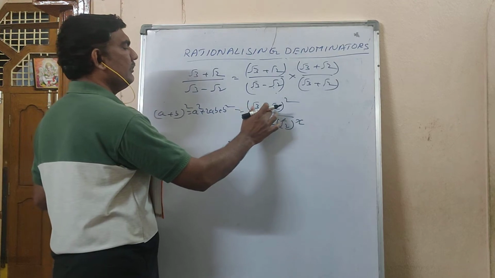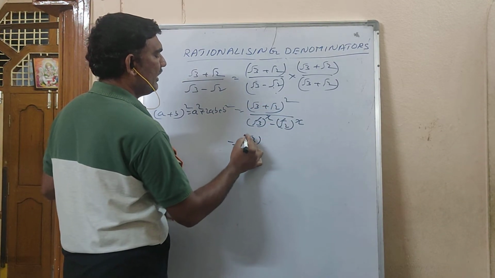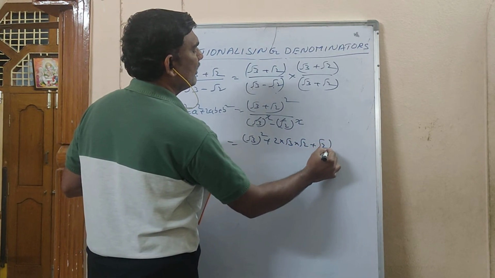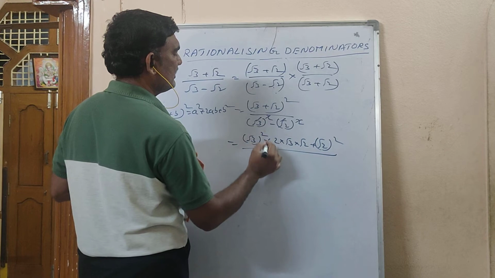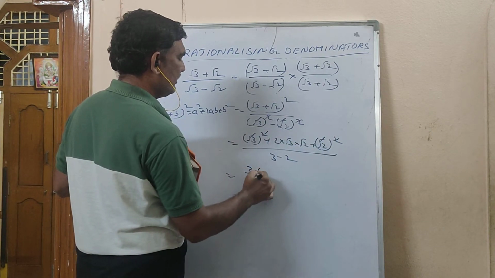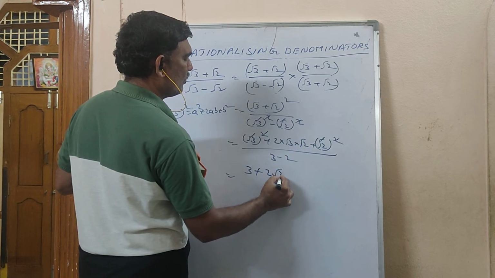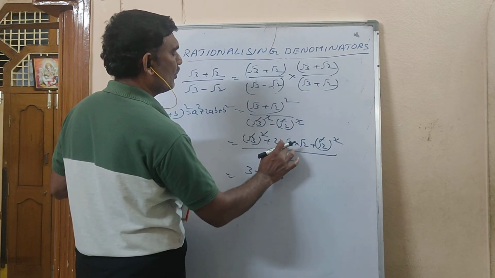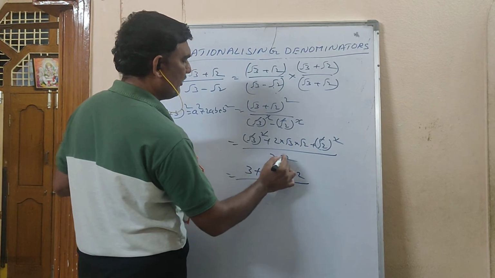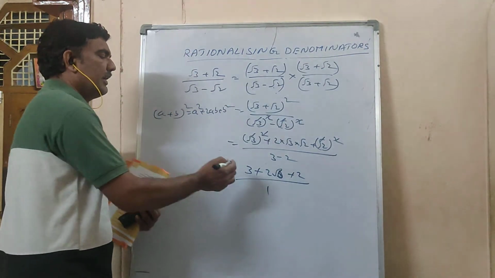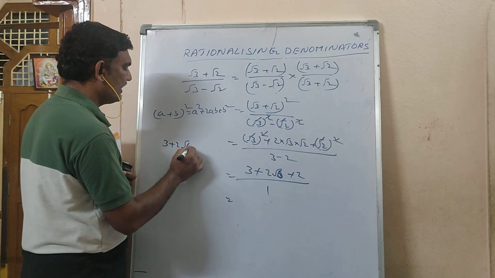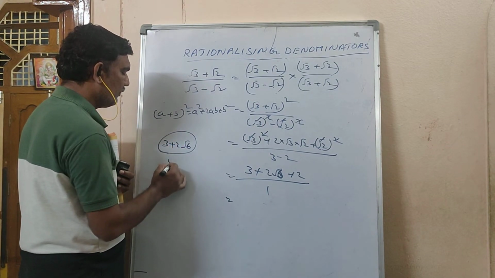A means you have root 3, b means root 2. A square, 2ab, b square. It is 3 minus 2. Square and square roots cancelled. It is 3, 2 root 6. Root a into root b is root of a into b. 3 2s are 6. By 3 minus 2 is 1. 3 is a number, 2 is a number. See, 3 plus 2 root 6. 3 plus 2, 5 root 6.